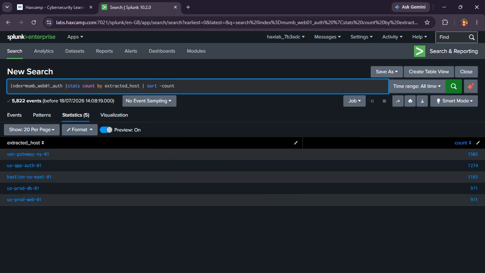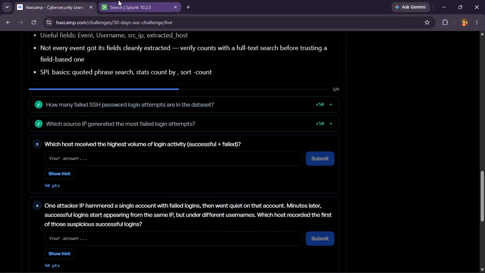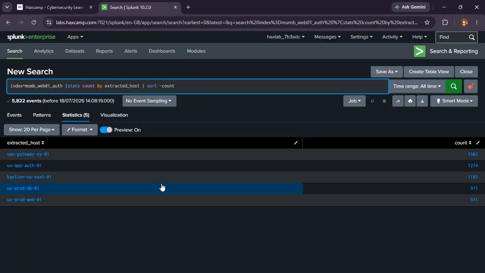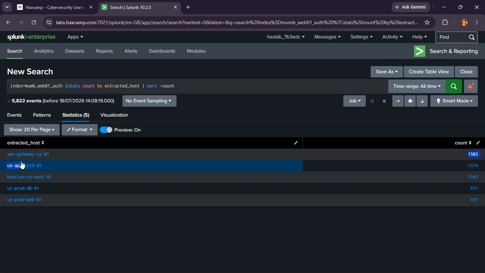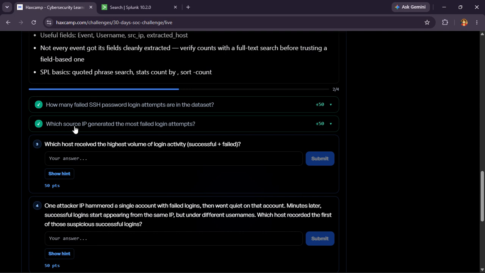Okay, here we get VPN gateway and Y01 received the highest volume of login activity with the count of 1503. So the answer must be VPN gateway and Y03. Okay, here we look.